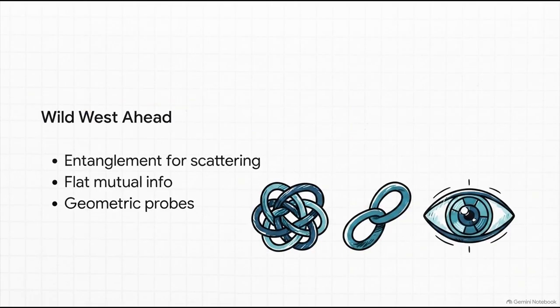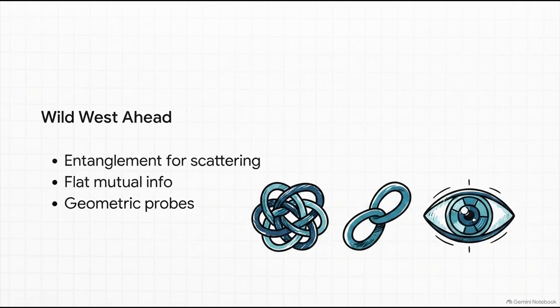Looking out over this Wild West frontier, researchers are currently applying this exact framework to tackle some massive upcoming challenges. We're talking about using quantum entanglement as an actual resource for scattering experiments, decoding flat space mutual information, and defining completely new geometric probes that naturally live in flat space. This right here, this is the toolkit that is going to help us finally decode the actual flat space that we all live in.